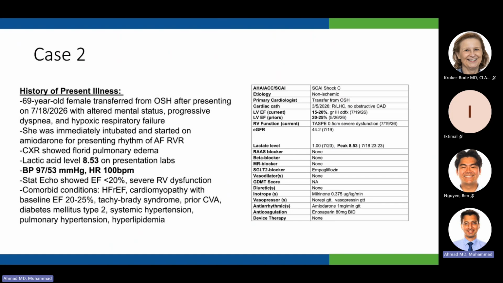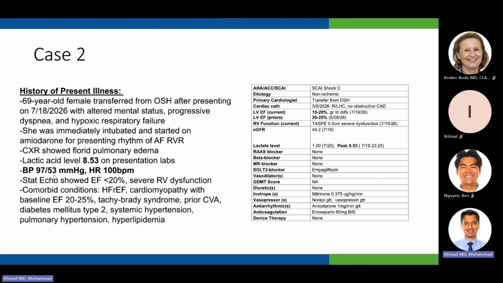69-year-old female transferred from an outside hospital after presenting there with altered mental status, progressive dyspnea, hypoxic respiratory failure. She was immediately intubated in the ED, started on amiodarone because her rhythm was AFib RVR at 140, and her chest x-ray was just whited out, florid pulmonary edema. Lactic acid was 8.53 on presentation.